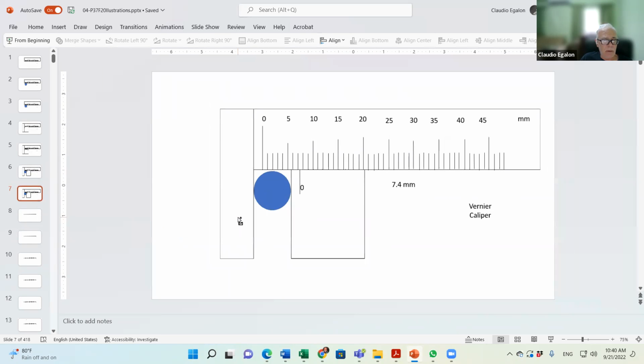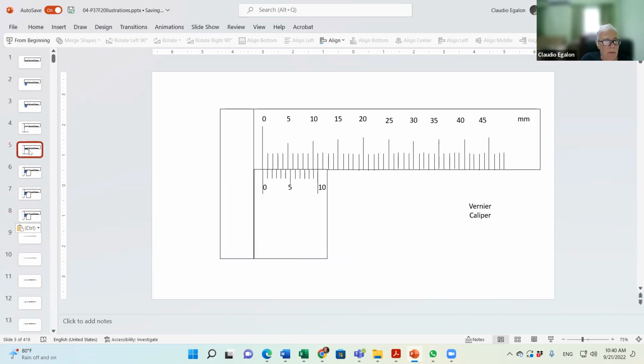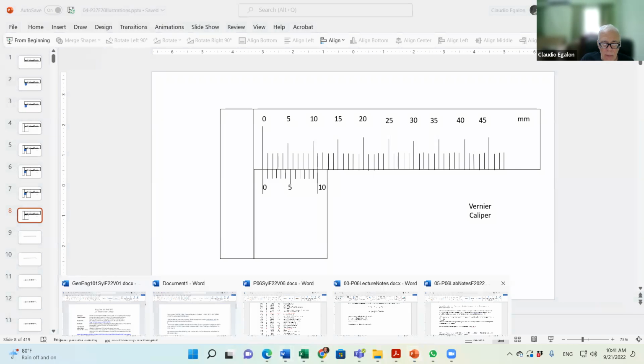In order to find out what this small difference is, people came up with a very smart invention. That's shown right in here. Here is my ruler without the sphere inside. Notice that we have this second scale right here. We have the main scale, that is just a regular ruler, and then you have the second scale that we call the vernier scale. The vernier caliper.